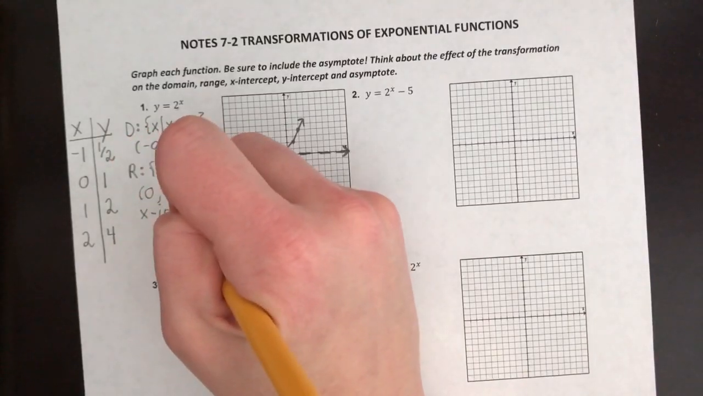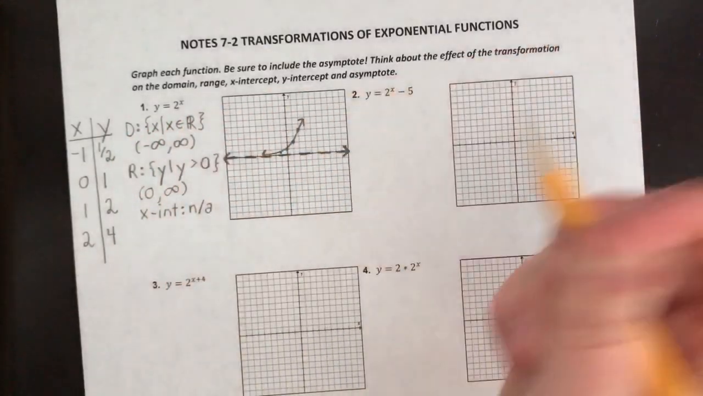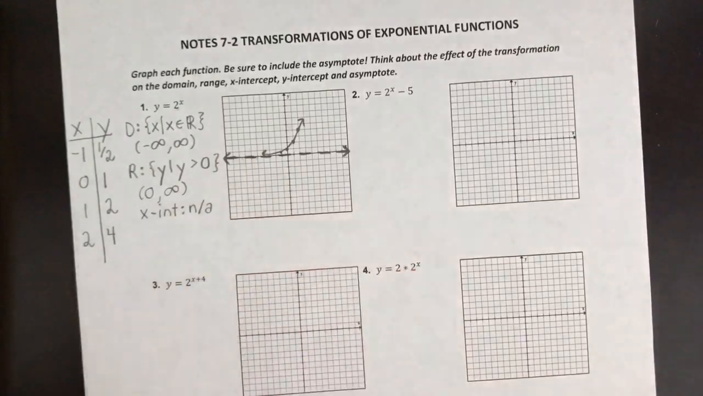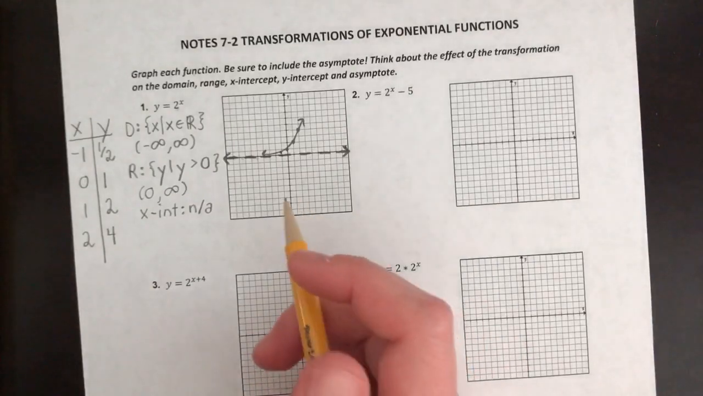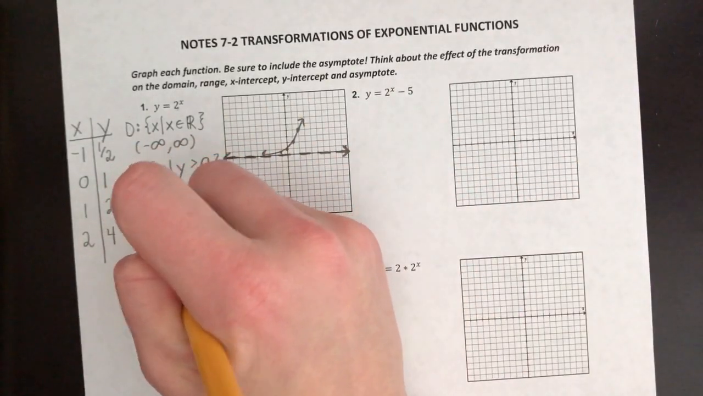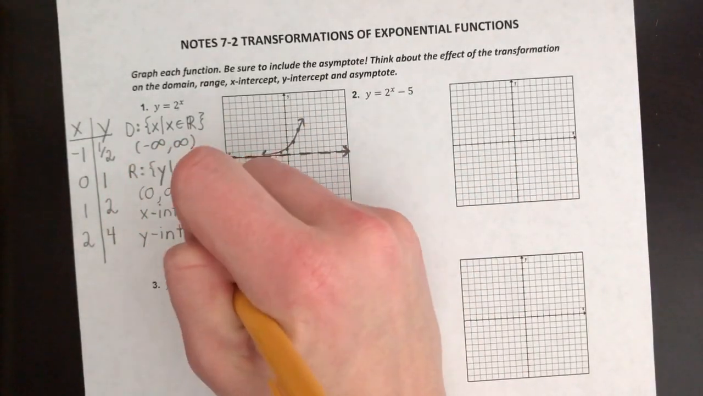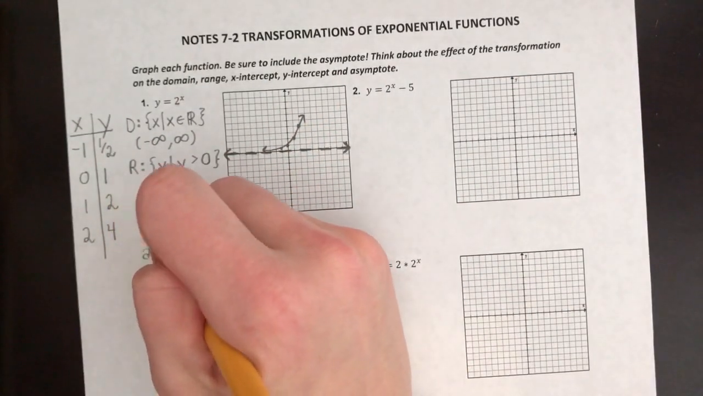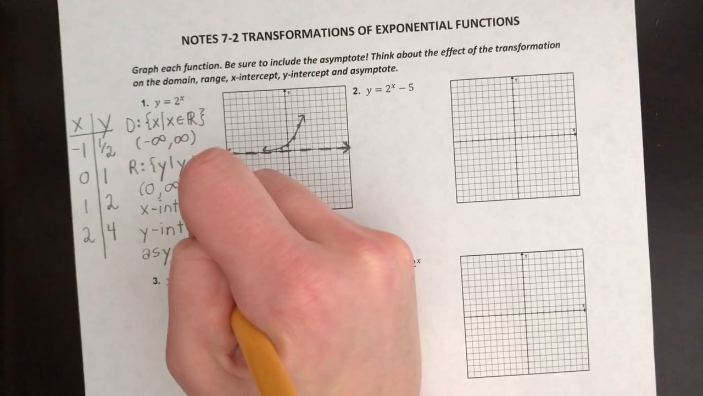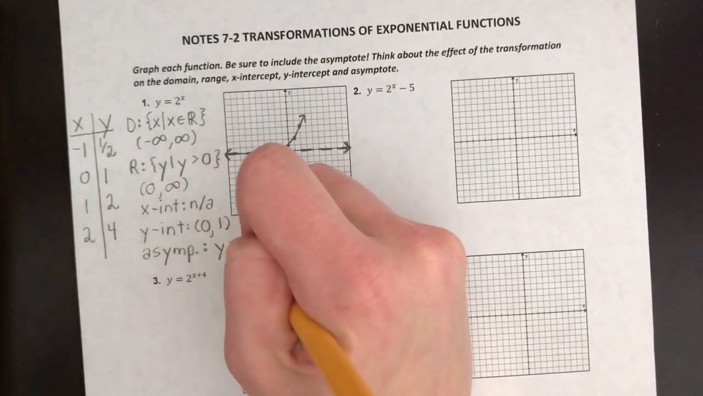My x-intercept is not applicable. You should know why. There's an asymptote on the x-axis. Can't have an x-intercept if there's an asymptote on the x-axis. Okay, my y-intercept for this graph is (0, 1). And last but not least, my asymptote is on the line y equals 0.